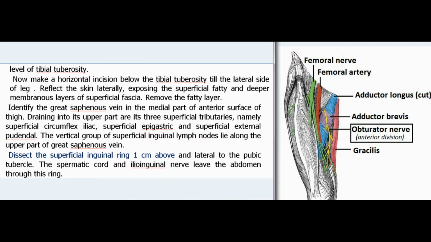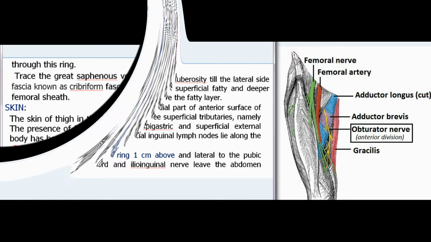Dissect the superficial inguinal ring 1 cm above and lateral to the pubic tubercle. The spermatic cord and ilioinguinal nerve leave the abdomen through this ring.